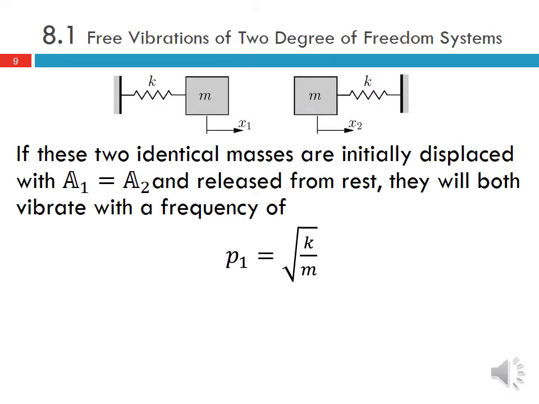If these 2 identical masses are initially displaced with a1 equal to a2 and released from rest, they will both vibrate with a frequency of p1, which is equal to the square root of k over m. So you can see that if both m's are the same, and both k's are the same, and they're both displaced by the same amount, then they will both have the same natural frequency, square root of k over m.